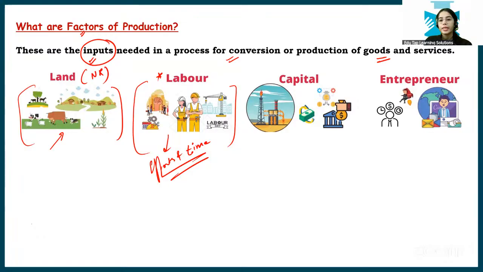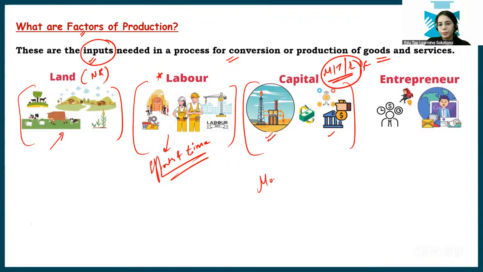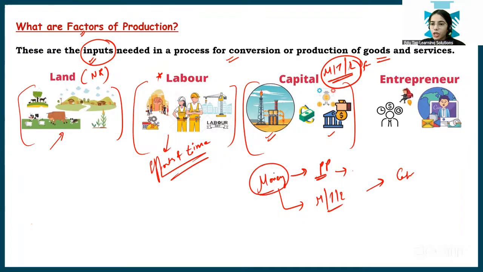Okay. Next, we require the capital also. We require the machinery, tools, equipments, the factory. So this is the capital. We require the factory, we require the machinery, tools, equipment. So that is capital, as well as money that is used in the production process. Okay, that is the money that is used in the production process to purchase the machinery, tools, equipment. This money is also capital.